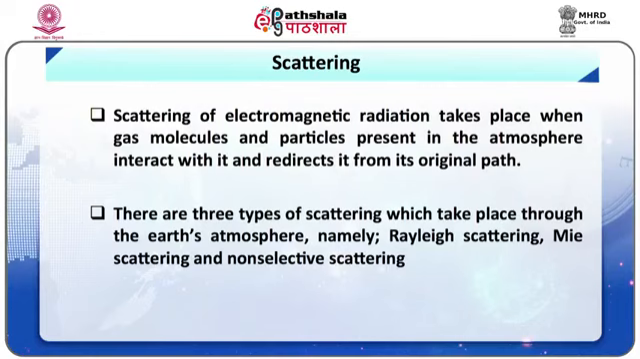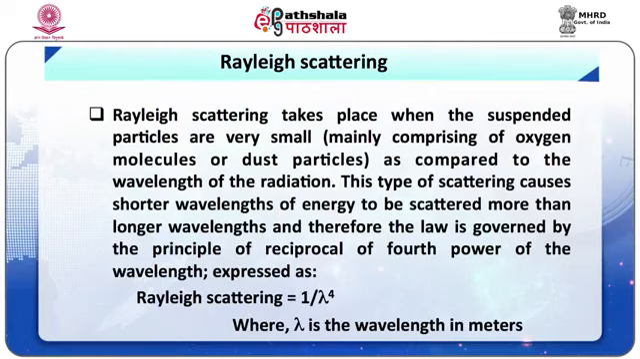non-selective scattering. Rayleigh scattering takes place when the suspended particles are very small, mainly comprising oxygen molecules or dust particles, as compared to the wavelength of the radiation. This type of scattering causes shorter wavelengths of the energy to be scattered much more than the longer wavelengths, and therefore the law is governed by the principle of the reciprocal of the fourth power of the wavelength and is expressed as Rayleigh scattering equals the reciprocal of lambda to the power 4, where lambda is the wavelength in meters.